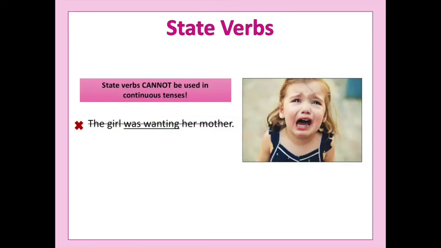In English, these state verbs cannot be used in any of the continuous tenses. So you cannot say the girl was wanting her mother because you cannot use a state verb in a continuous tense. Instead, you have to say the girl wanted her mother.